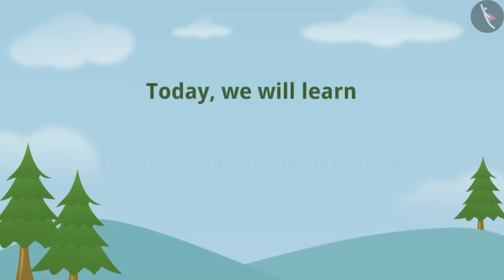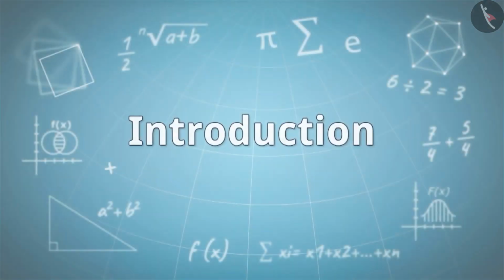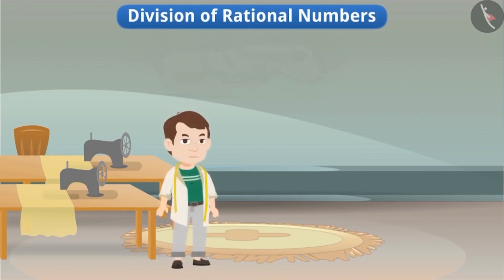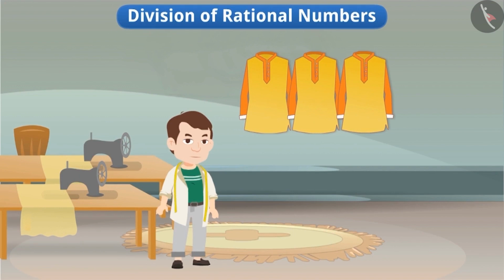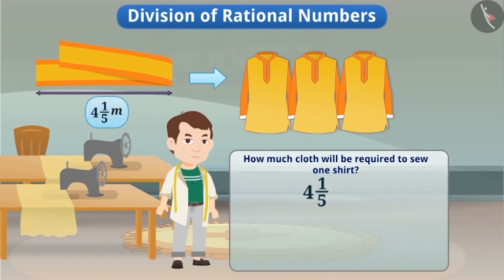Today, we will learn division of rational numbers. Let us understand this with the help of an example. Suppose a tailor uses 4 1/5 meter of cloth to sew 3 identical shirts. Just think, if we had to find out how much cloth he took to sew one shirt, how will we know this? Think for a while. Absolutely right. We will divide 4 1/5 meter by 3.